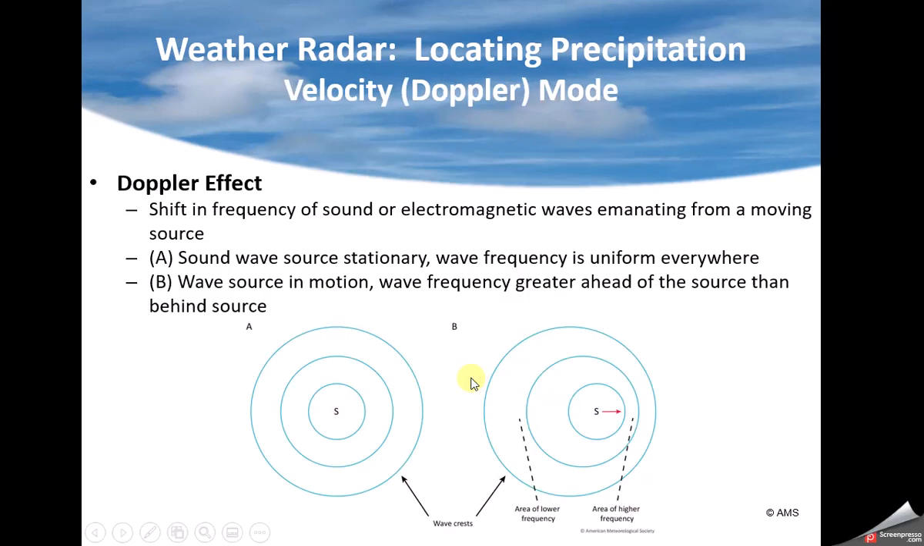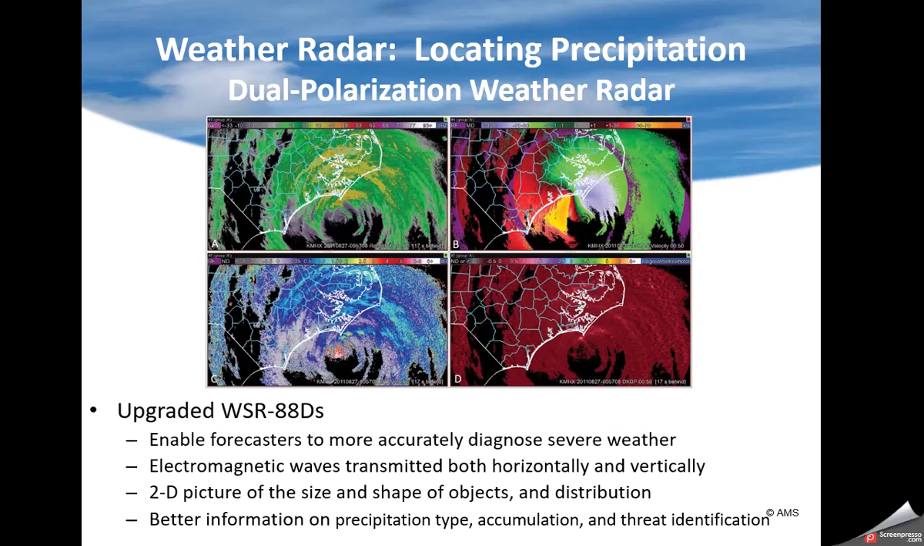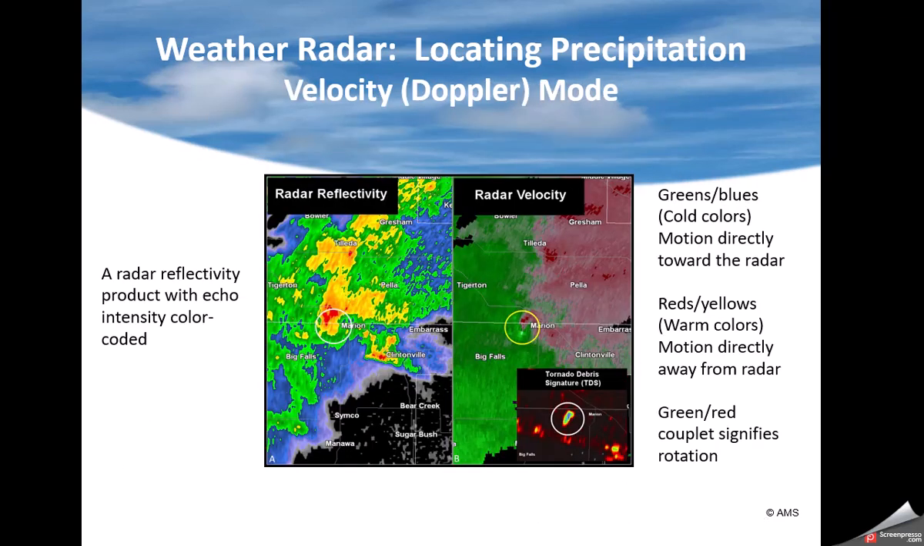Here's just the sound wave and how it changes shape. Just like when a train goes by you or a car speeds past you, you hear a different sound. That's the Doppler effect. And here's the next upgrade we had to the radar, which is dual pole. But I want to go back one.